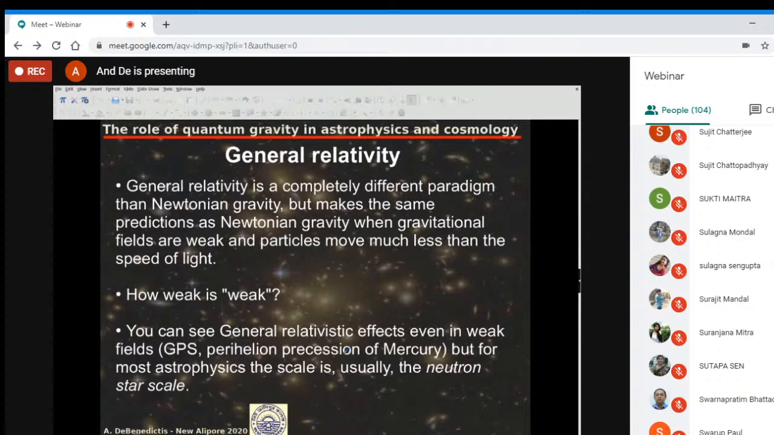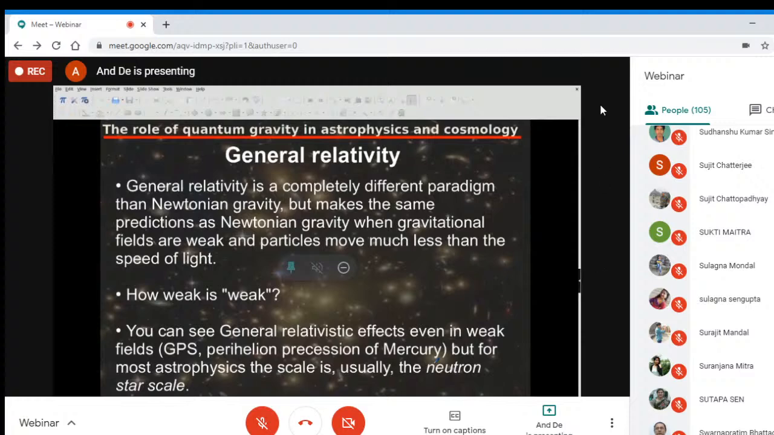A very tiny amount that could not be accounted for in Newtonian gravity. Again, that gravitational field is considered weak, but we start to see general relativistic effects there. But these are small effects, and one can perhaps not worry about them too much. But in most astrophysics, the scale at which general relativity becomes important is when you get to the neutron star scale, meaning gravitational fields in the vicinity of neutron stars or more compact objects.